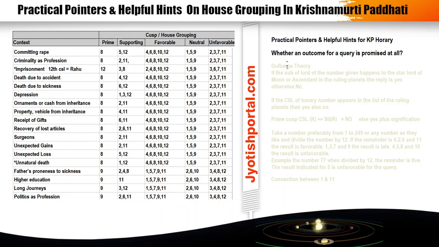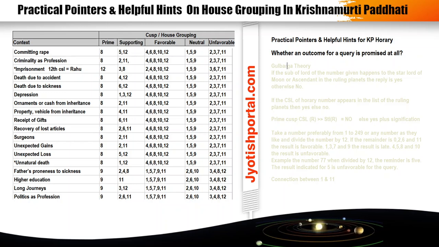Even in horary, when you are looking at the sublord of any cusp, and when you're trying to look at the signification, you will not find a very black and white kind of signification. You are bound to get confused, and it will take you some time to figure out whether this particular query is promised at all or not. Krishnamurti's standard rule of signification alone is not sufficient. That's what I'm trying to say.